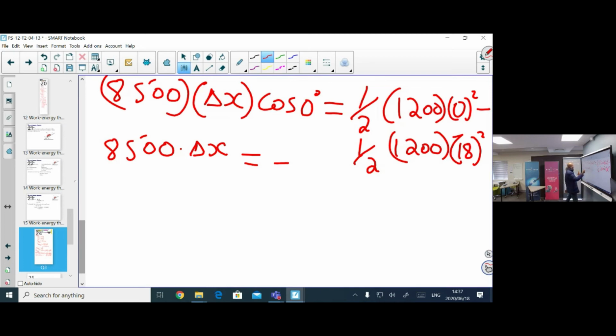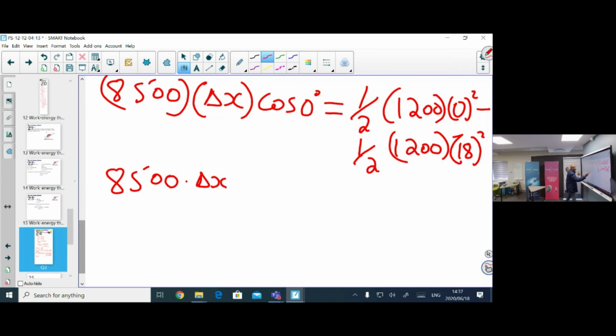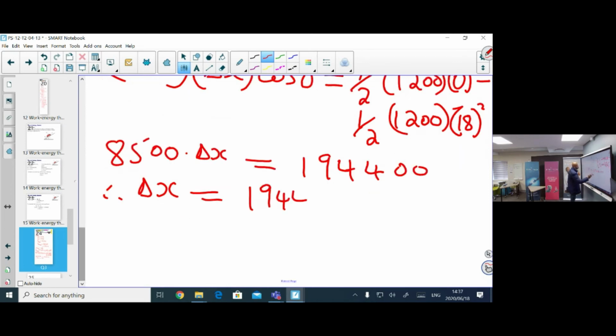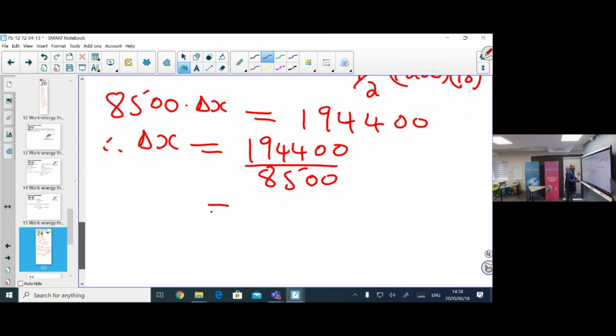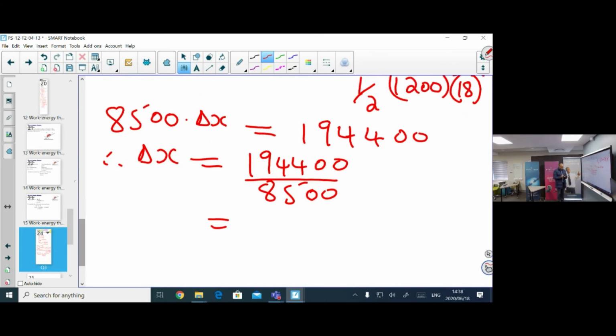Let me take it down, it's too close to that. It was 8,500 multiplied by change in x, which is equal to 194,400. Okay, if we can just look at that, let us make this the subject of the formula now. Therefore, change in x is equal to 194,400 divided by 8,500. Then let me extend it. We are going to get the following, which is equal to divided by 8,500.